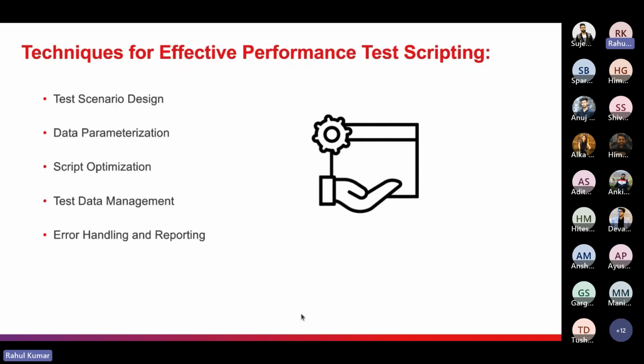Third one is script optimization. Remove and improve the efficiency of steps or actions that do not contribute to the performance testing objective. So basically we will remove those steps which do not contribute to performance testing. We will use delays in the scripts which simulate the real-world scenario, because in the real world there is no back-to-back call. So we will use some delays in between the scripts or requests. Use condition statements and loops to handle dynamic values or varying test conditions under script optimization.